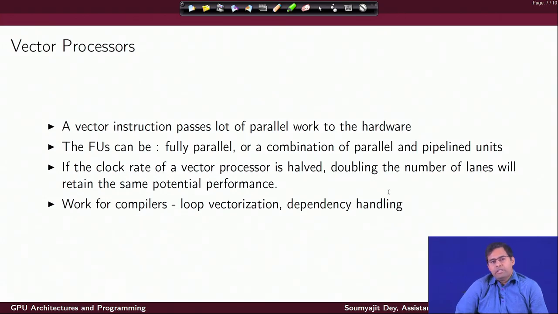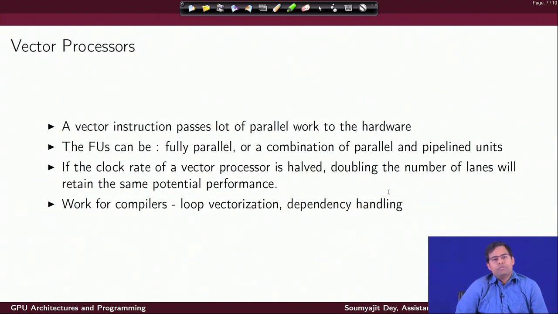The functional units can be either fully parallel or a combination of parallel and pipelined units. It depends on how the hardware is implemented. For example, if the clock rate of a vector processor is halved, doubling the number of lanes will retain the same potential performance. This is the standard tradeoff between pipelining and parallel processing. We will have an example for this.